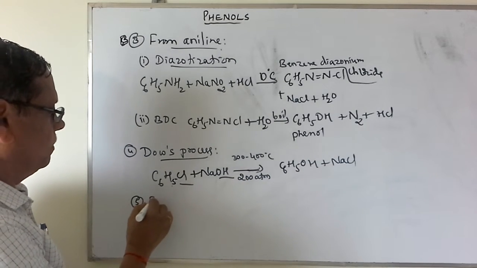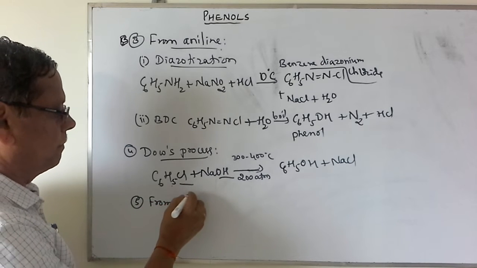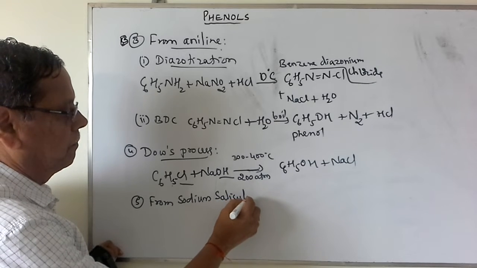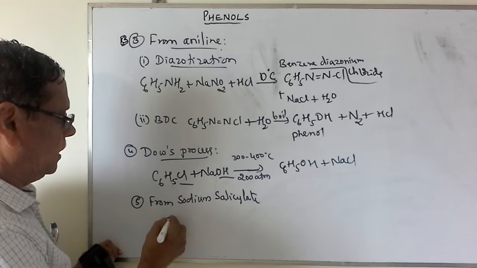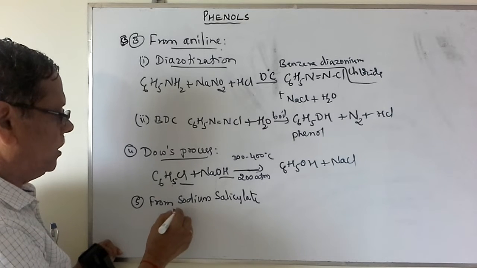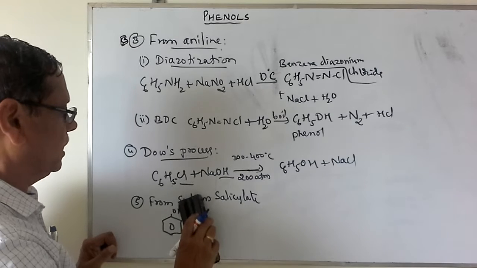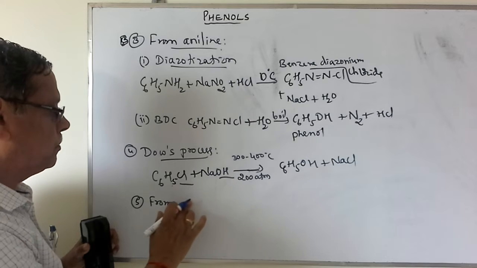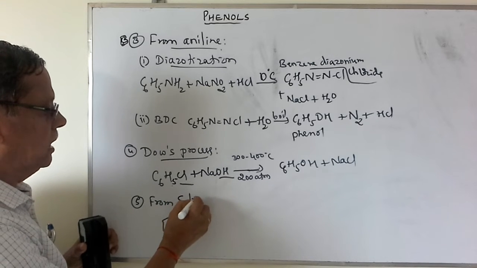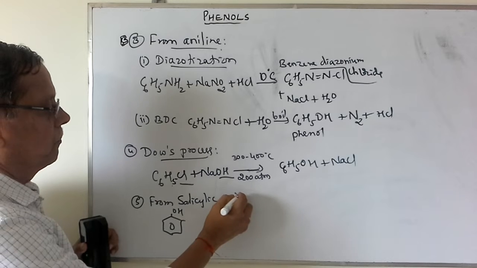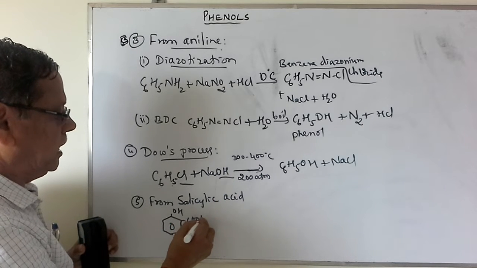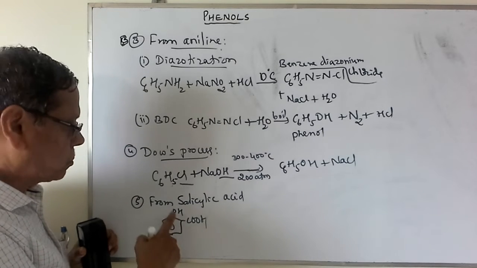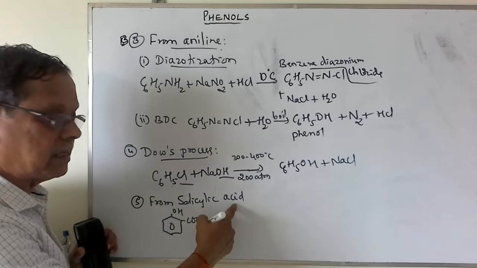The next one is from sodium salicylate. Sodium salicylate is actually derived from salicylic acid itself. Anyhow, sodium salicylate is produced during the reaction from salicylic acid. This contains C6H4, with OH and COOH in the ortho positions. That is 2-hydroxybenzoic acid, also named as salicylic acid.